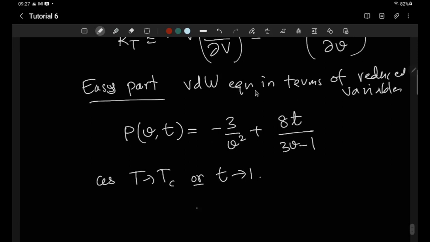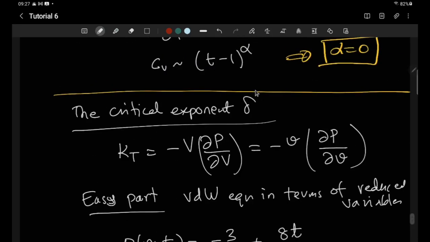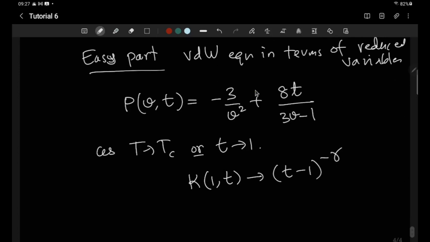the compressibility kappa goes as t minus 1 to the power minus gamma. So we need to show this.